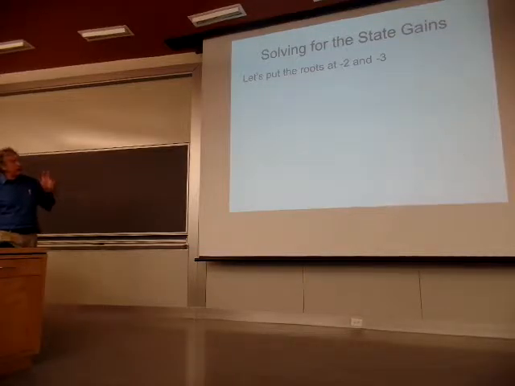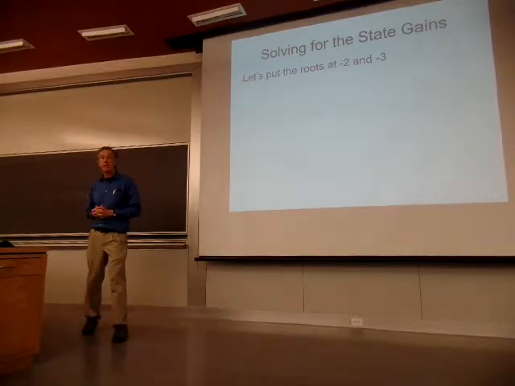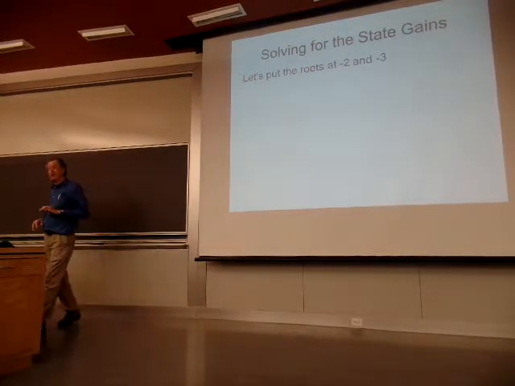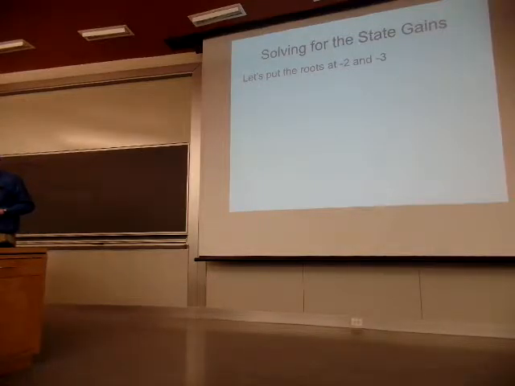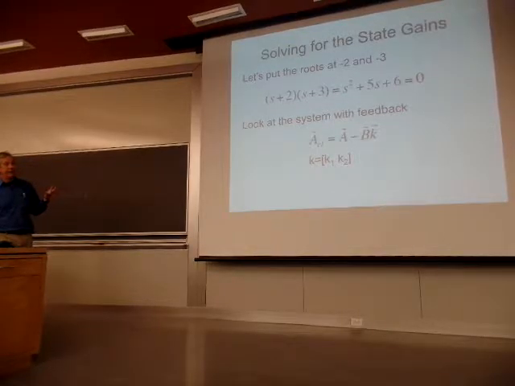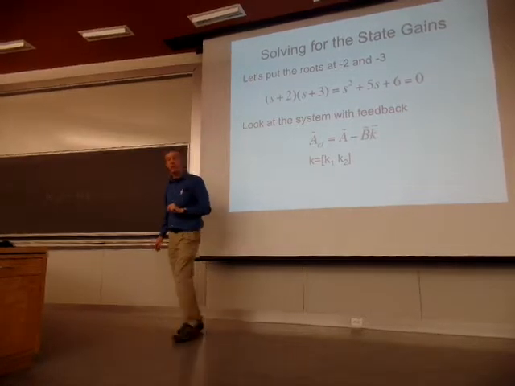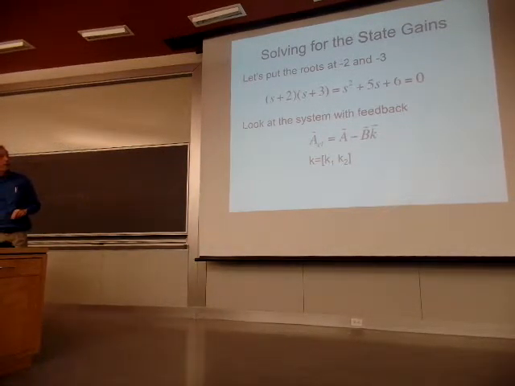So the first thing we'll do, and we'll have some examples of how to do this, is put the roots at minus 2, minus 3. Whatever my criteria is, that's where my desired closed loop roots are going to be. My desired characteristic equation I can easily get: it's s squared plus 5s plus 6. Now let's look at the system with the feedback, where closed loop is A minus BK, and K is basically two gains. I need a gain for each state, K1 and K2.